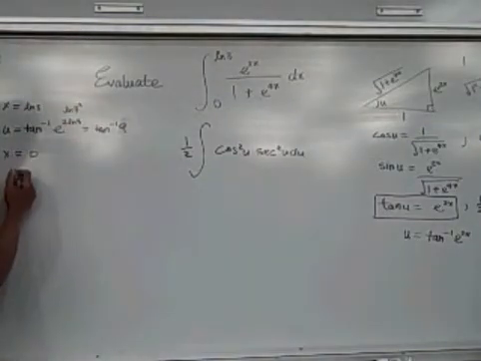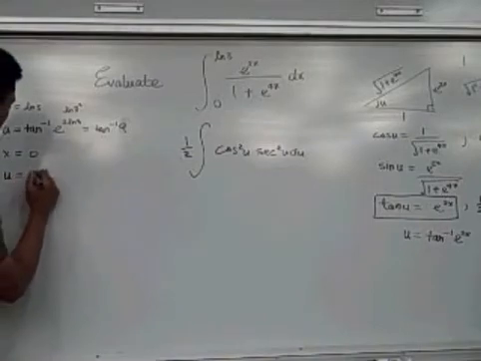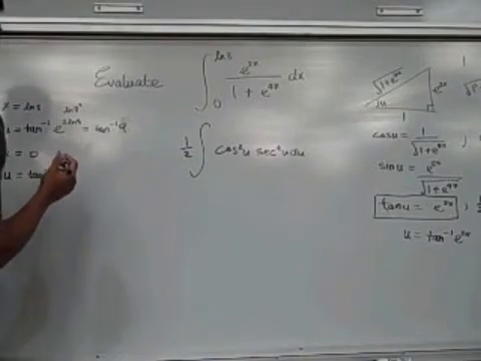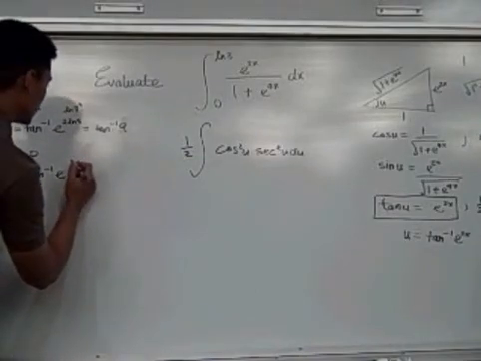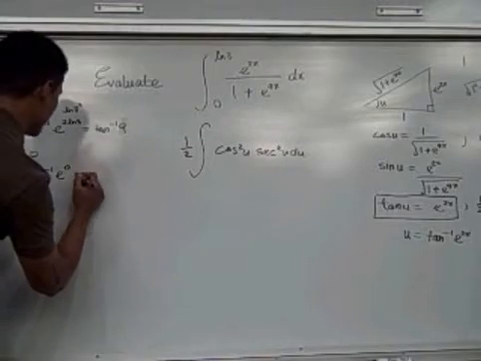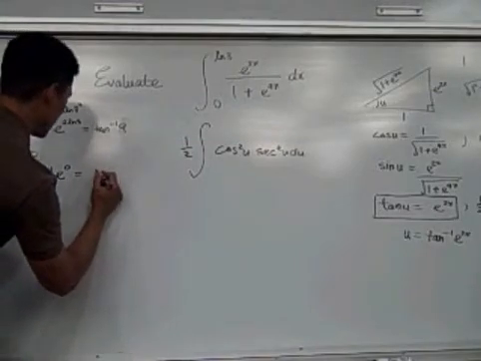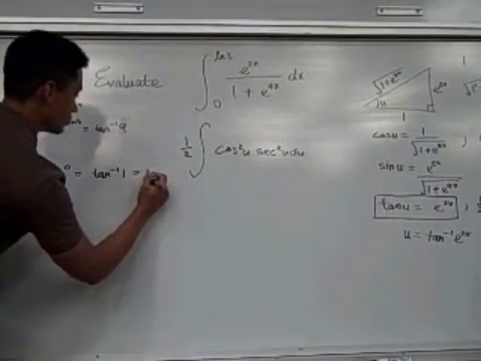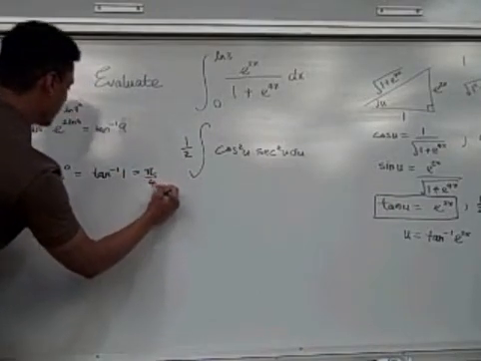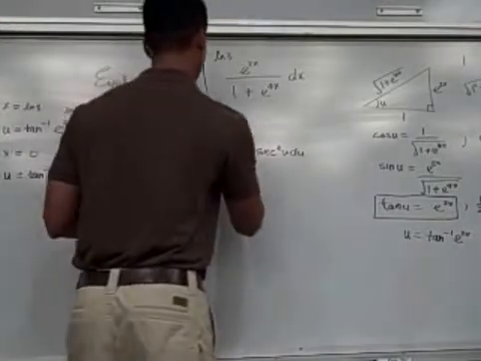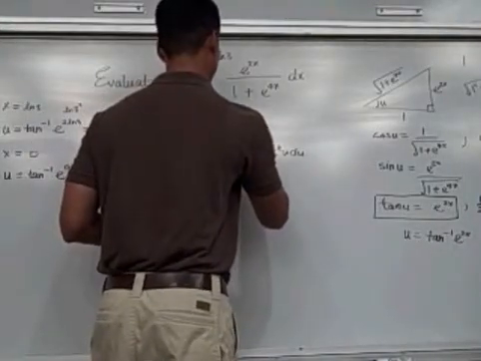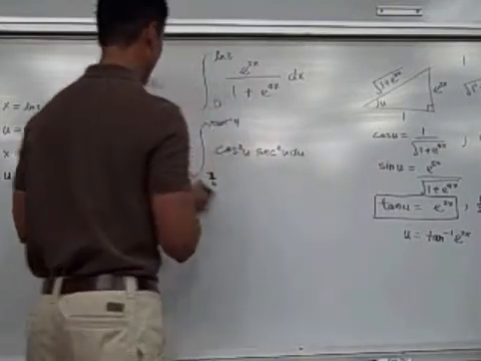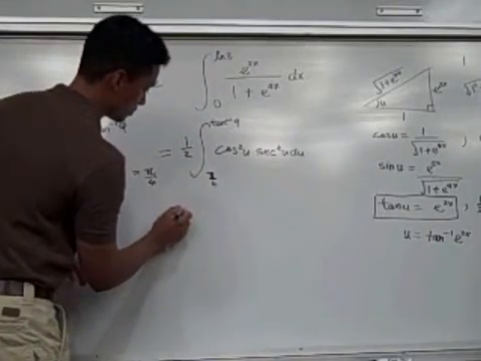And when x is 0, e to the 0 is 1, so we have arctangent of 1. What is arctangent of 1? It's 45 degrees, so pi over 4. So we have an arctangent of 9 here and a pi over 4 here.